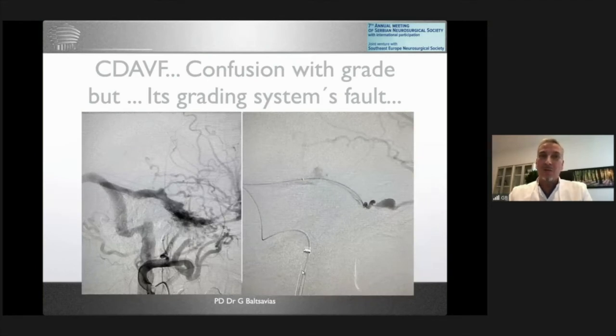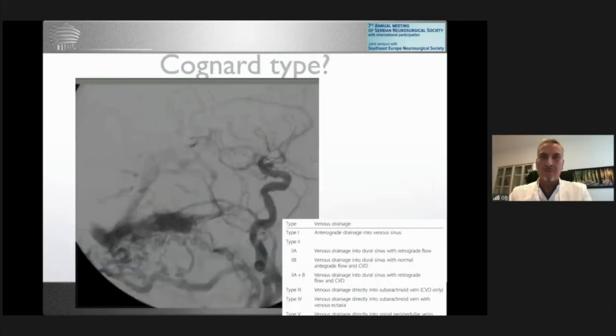Why such a confusion? Because the confusing Cognard classification defines the grade 4 as a grade 3 with venous ectasia. This fistula, which is basically according to Cognard should be type 2, cannot have an ectasia, is not allowed. No such provision is made. That is why people get confused. This is not their fault, it's the fault of the classification.